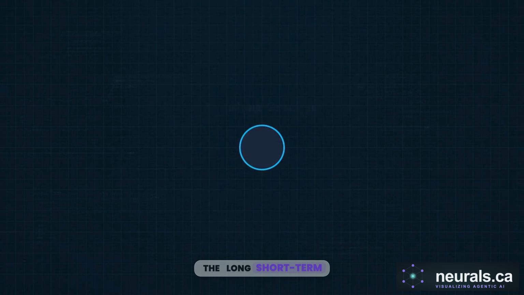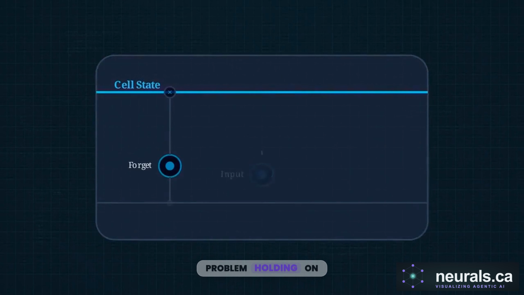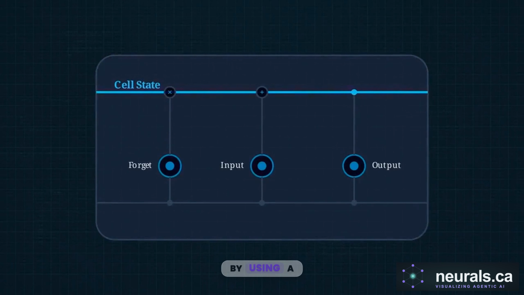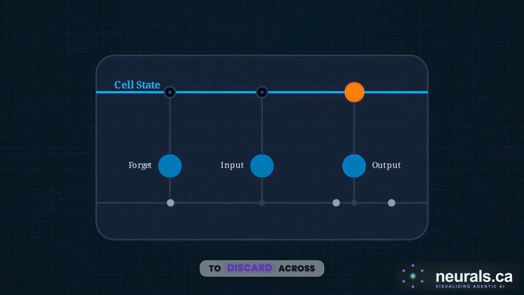The long short-term memory network solved deep learning's hardest problem, holding on to a thought. By using a dedicated cell state and 3 separate gates, it learned exactly what to remember and what to discard across long gaps in sequential data.